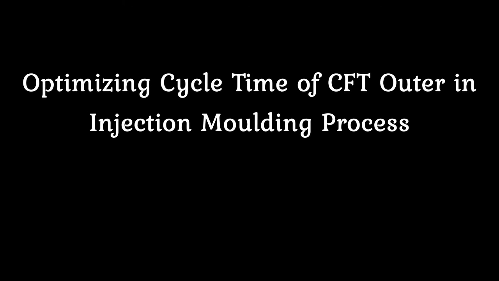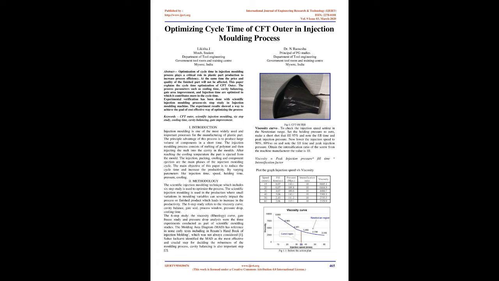Optimizing cycle time of CFT Outer in injection molding process. Abstract: optimization of cycle time in injection molding process plays a critical role in plastic part production to increase process efficiency. At the same time, the price and quality of the finished part will not be affected.